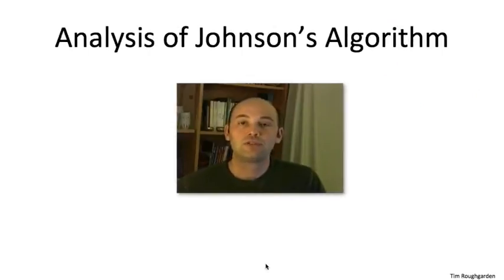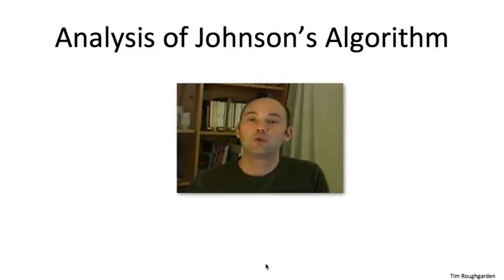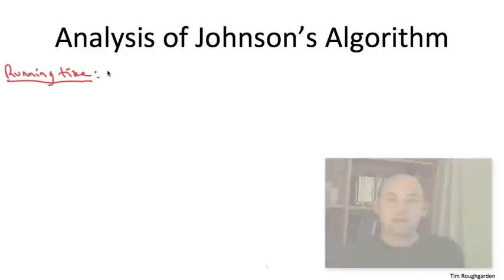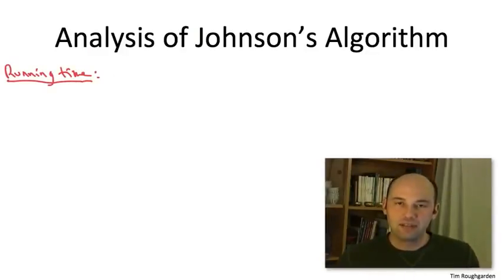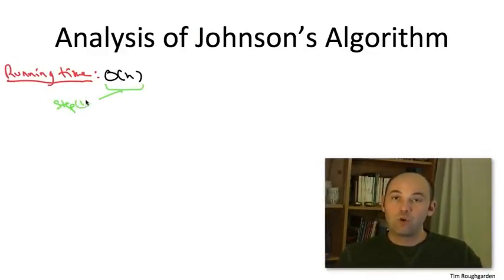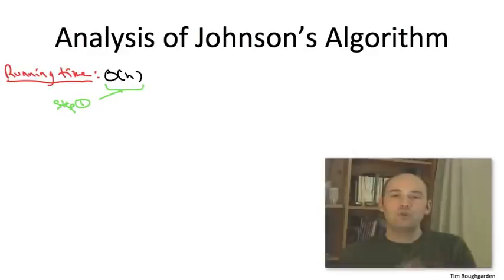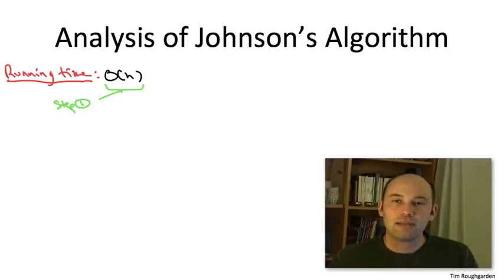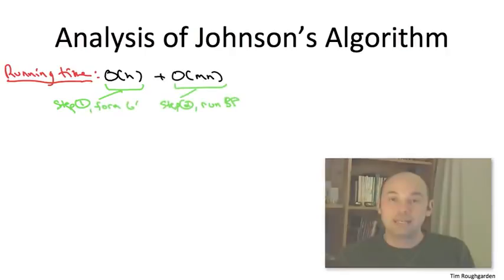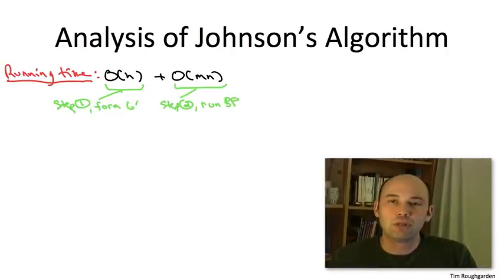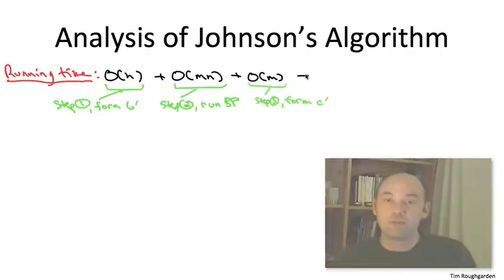Analyzing the running time of Johnson's algorithm is straightforward. Let's just look at the work done in each of the 5 steps. In step 1, we just add one new vertex and n new edges, so that takes O of n time to accomplish. In step 2, we run the Bellman-Ford algorithm, so we know that takes O of m times n time. In step 3, we have to compute the modified costs, but given the shortest path distances computed by Bellman-Ford, that's constant time per edge, or O of m time overall.